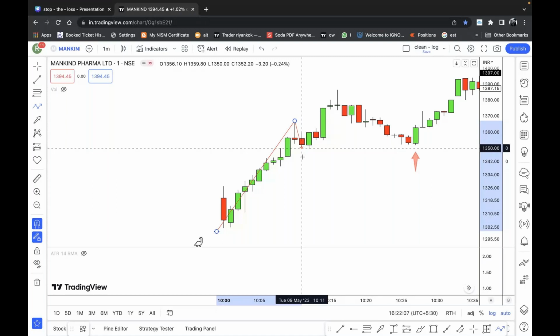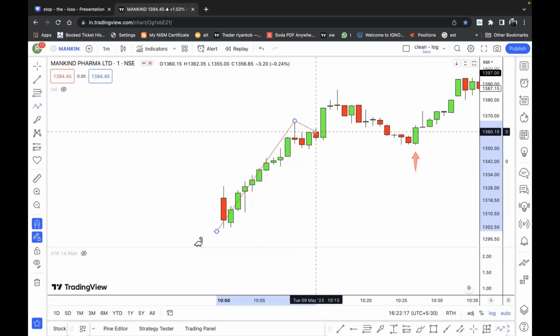I did get this red bar, but the low of this red bar was above the low of the first red bar, right. So it was not a red bar with a lower low and lower close. So this will not be considered as a swing low. That's why we proceeded further and the stock went till the level of 1386.